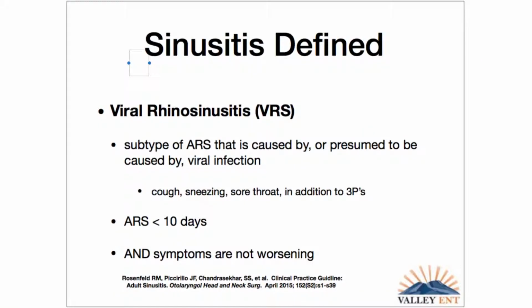Viral sinusitis is a subtype of acute sinusitis that's presumed to be caused by viral infection. These patients can also get some other viral illness symptoms that can clue you into what's going on. The key here is that it's a type of acute sinusitis. That means it's less than 10 days, and generally symptoms are not worsening. Those patients are going to get over their illness in 10 days or less.